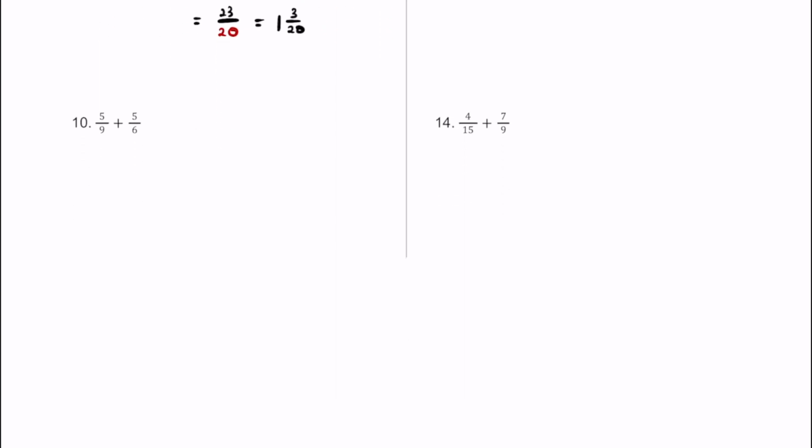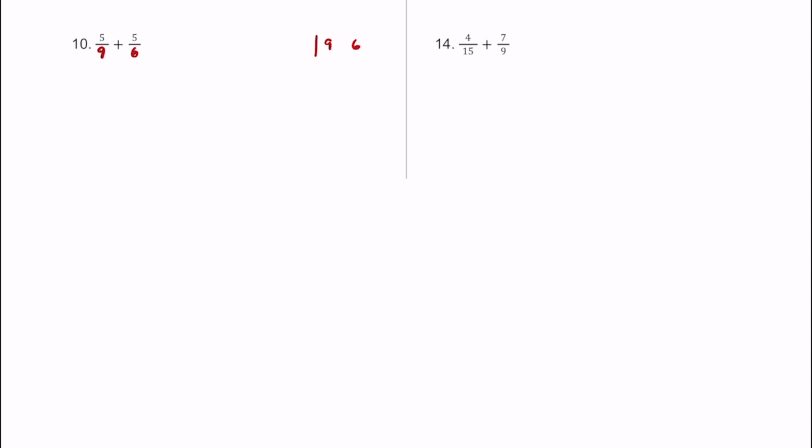Moving on to number 10, we have different denominators again. So we have 5/9 and then we have 5/6. So when do 9 and 6 meet for the first time? Well, 9 and 6, they have a common factor of 3. 3 times 3 is 9. 3 times 2 is 6.